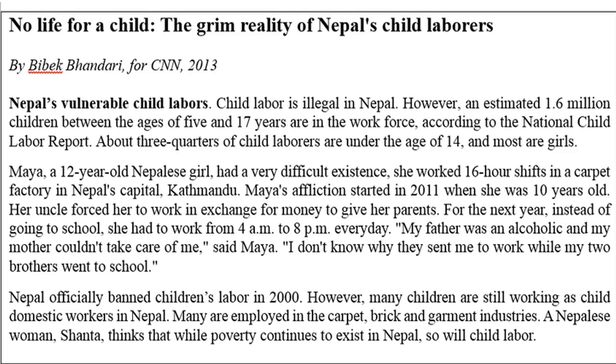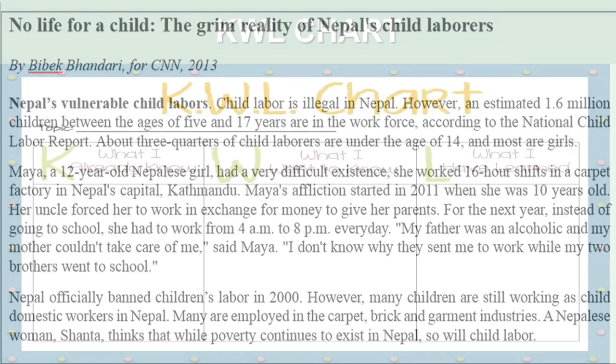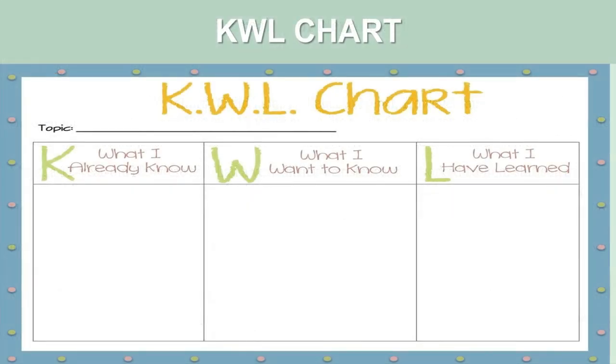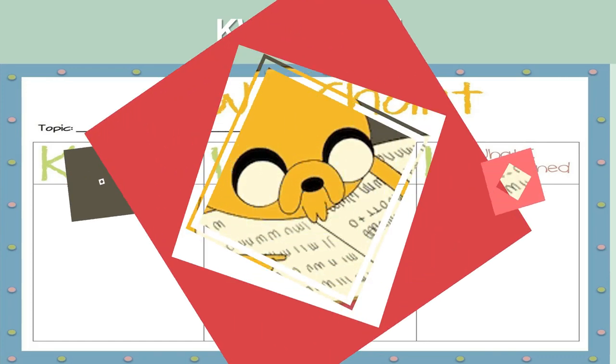Are you done? Okay, so if you followed all of my instructions, then you already did one of the reading strategies, which is the KWL chart. In the first box, you will write what you already know. In the second box, you will write what you want to know. And in the third box, you will write all the things that you have learned from the text. And that's the KWL chart.